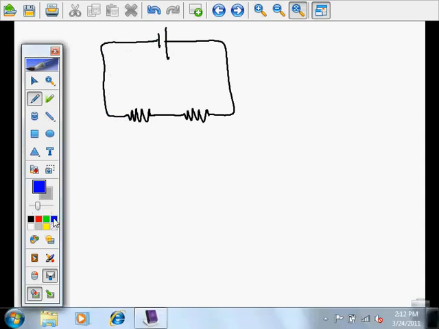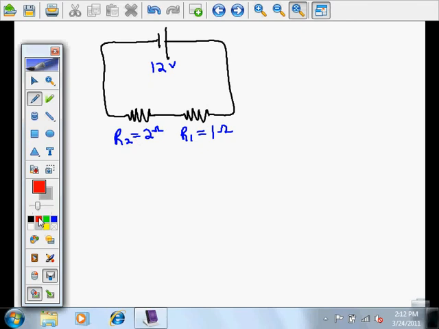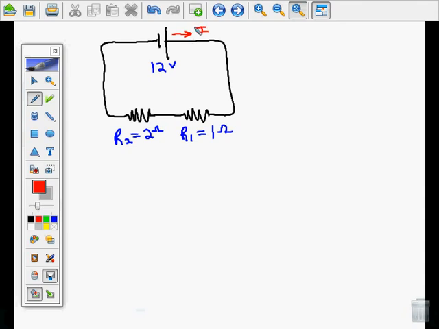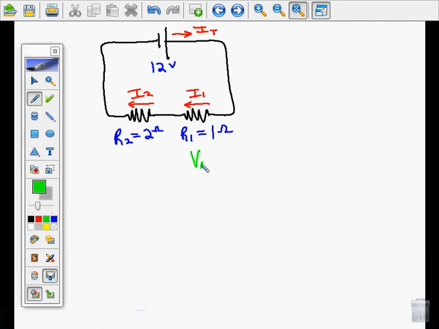Let's say we have a 12-volt battery, yes? And let's say that R1 is equal to 1 ohm, and R2 is equal to 2 ohms. And what we want to establish is, what is the total current leaving the battery? How much current is going through R1? How much current is going through R2? What's the voltage across R1? And what's the voltage across R2?